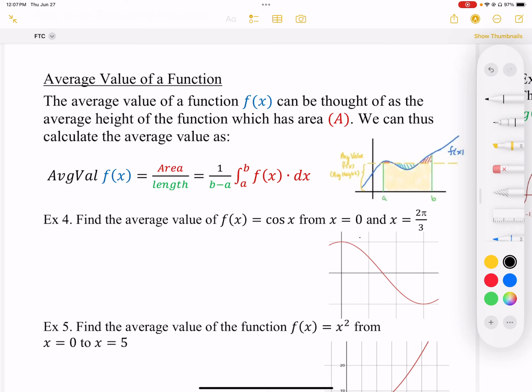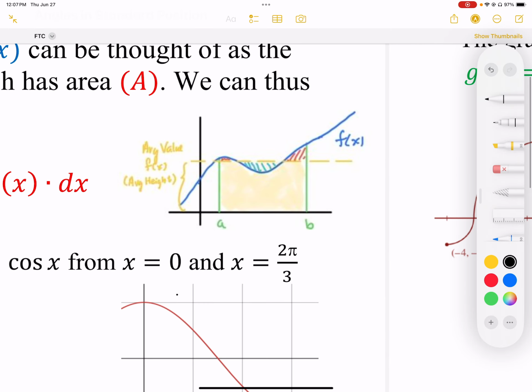We're going to take a brief look at the average value of a function. The average value of a function can be thought of as the average height of a function. So if we take a look at this diagram here, that blue function f of x has an average value, or average height, where I've drawn that yellow line. Between the points a and b, the yellow line represents an average value or average height.